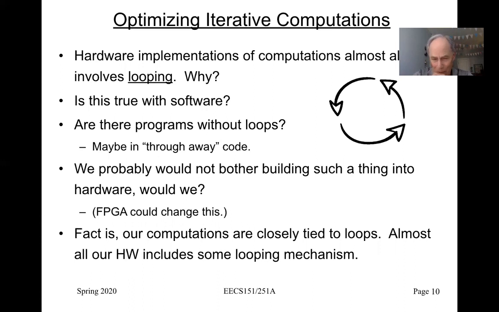As far as hardware, we probably wouldn't bother building such a thing. A program or an algorithm that didn't have loops, we probably wouldn't put into hardware, because you wouldn't build a chip just to run something one time, right? You build chips because you're going to do something over and over again many times. Right? FPGAs could change this. I mean, you could program an FPGA to do a computation just once.